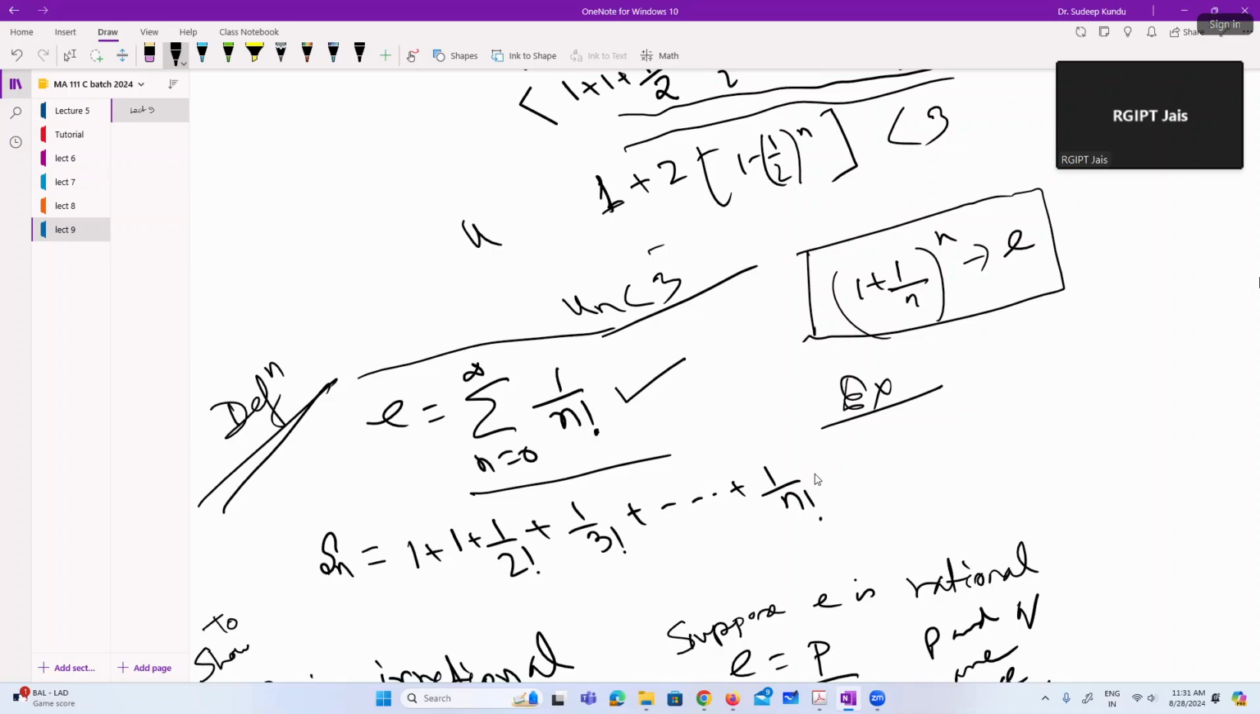So that means the sequence of partial sums, if you consider it, will converge to e. If a series converges to e, that means its corresponding sequence of partial sums should converge to e, is it not? So please try on your own. If you have any difficulty, you can ask tomorrow. So you have to use it to prove the convergence of this series.